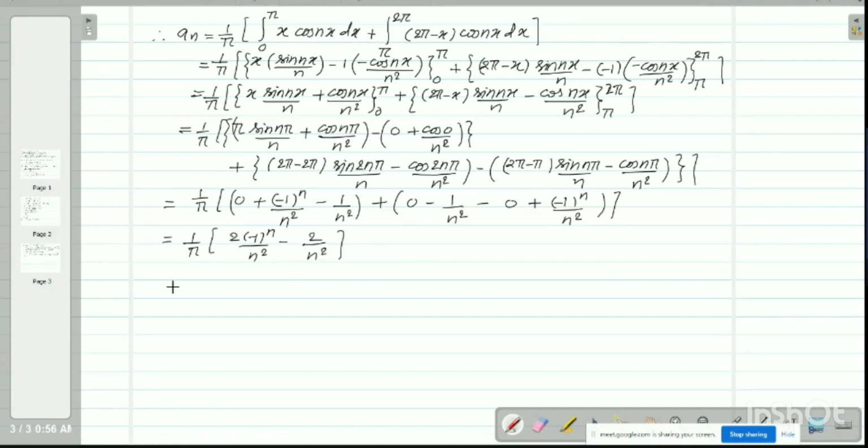Now we will take common. What is common here? 2 by n square is common, so we take 2 by n square pi, and in the bracket, minus 1 raised to n minus 1. Okay, so this is what?